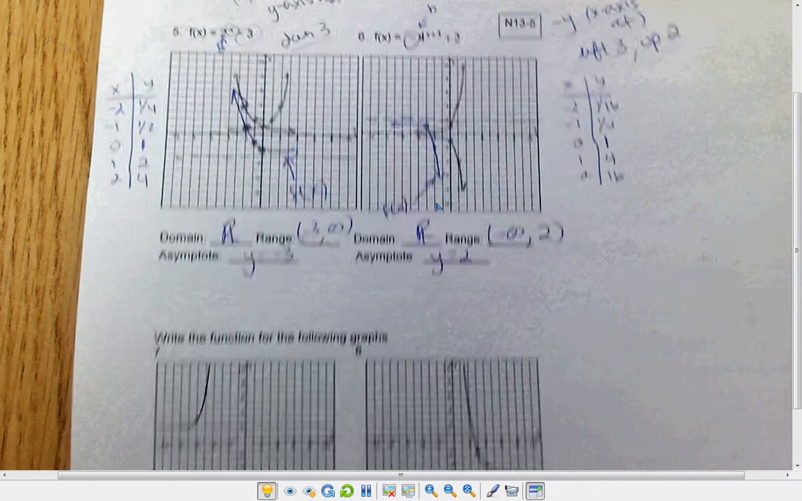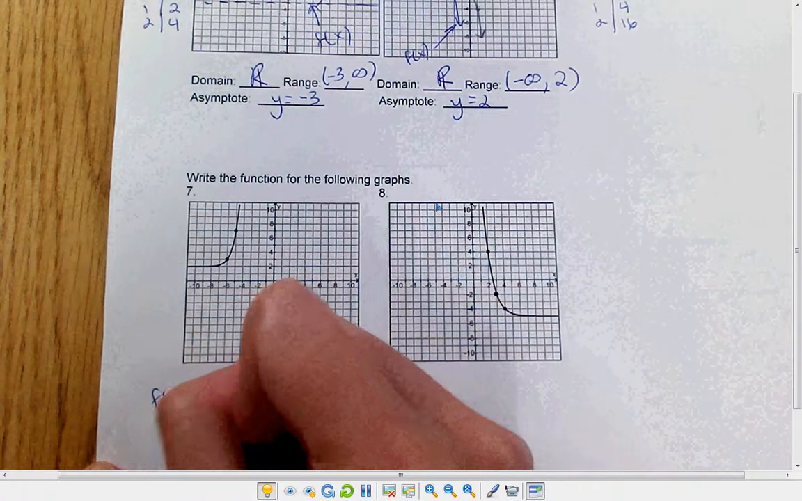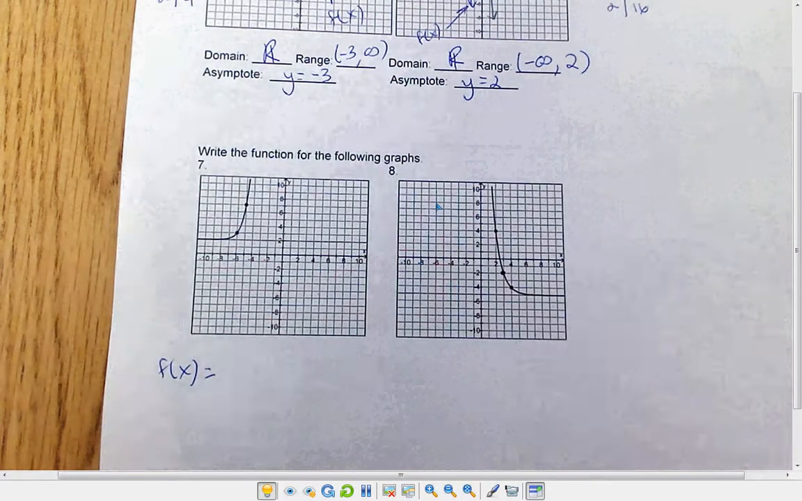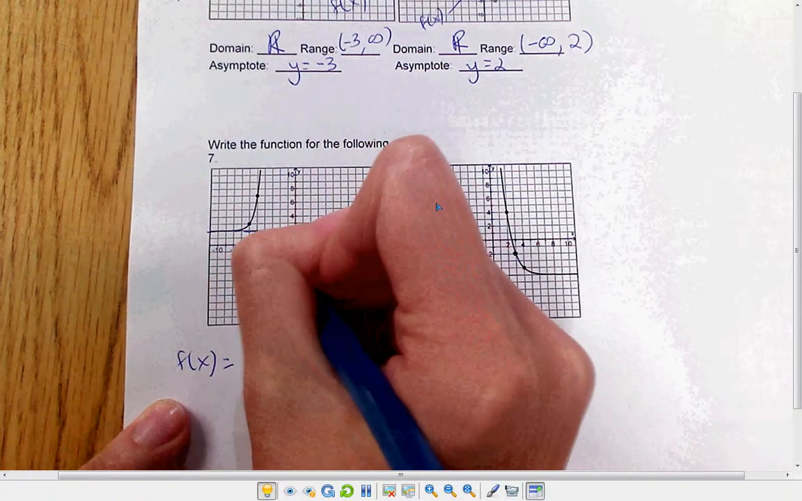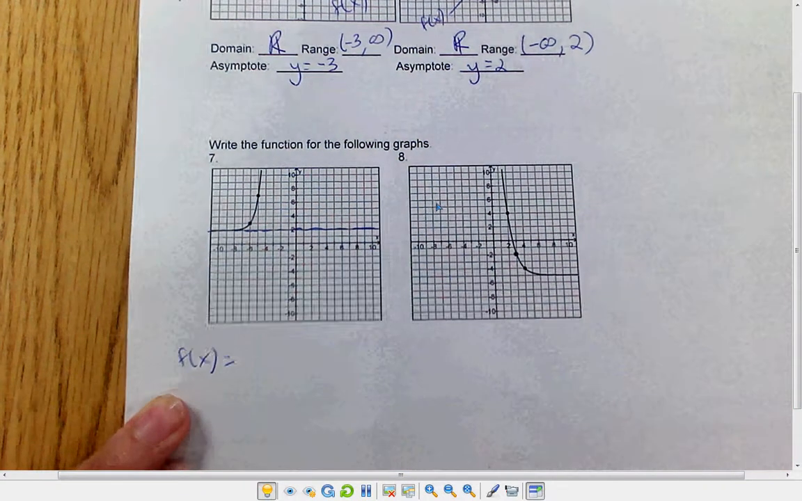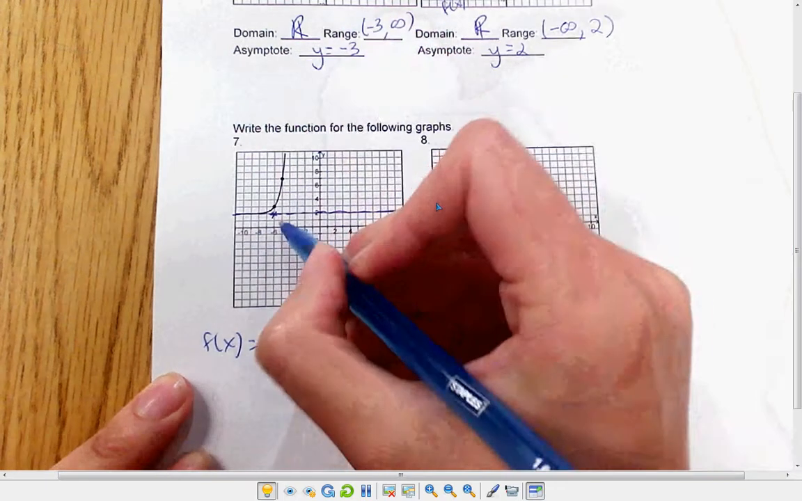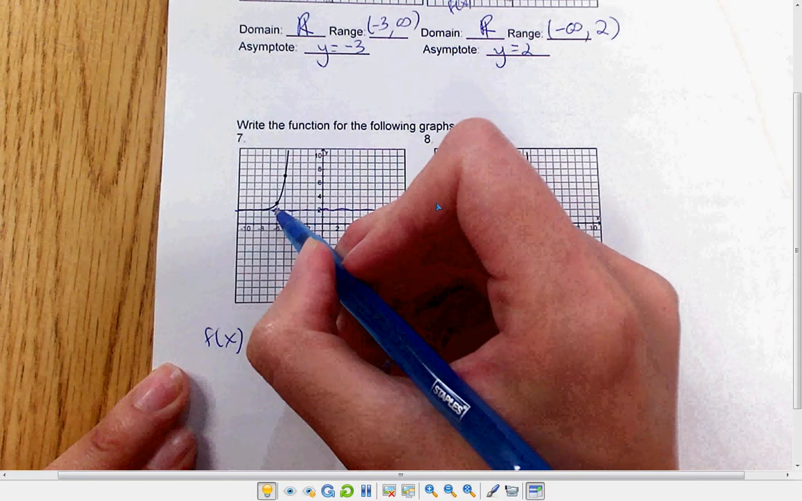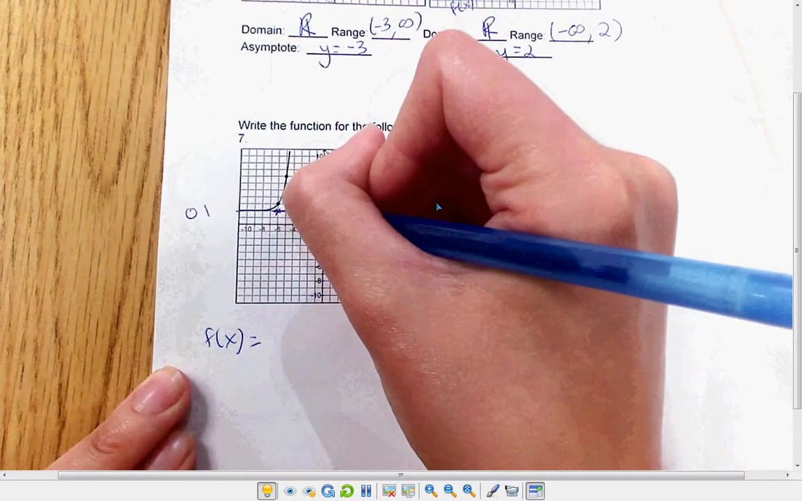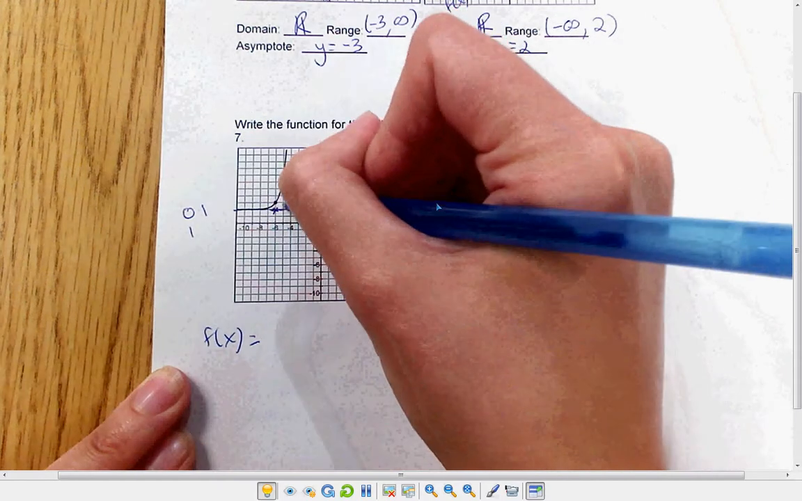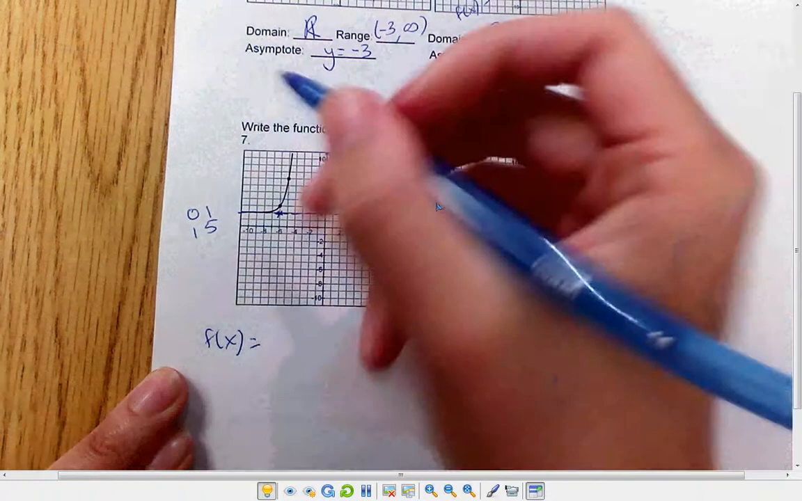Okay, let's finish up with writing the functions for the following graphs. So I have f of x equals. I have my 2 points right here. Let me first start off by drawing my asymptote. So here is my asymptote. If this is my asymptote, this tells me that this point is 0, 1. So if this is 0, 1, my next point is 1, 2, 3, 4, 5. So 0, 1, 1, 5.